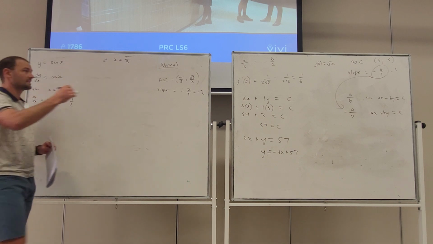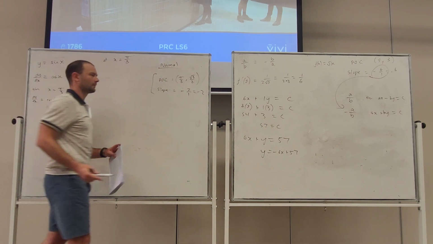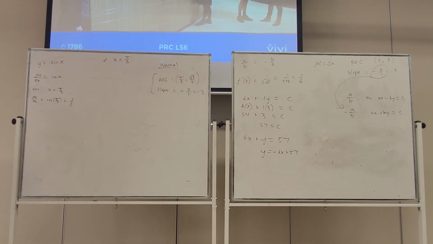Okay, so let's use the third process then. We've got that same information, right? We've got the point of contact, we've got the slope. That's always the same. Always need that. Let's do the equation.